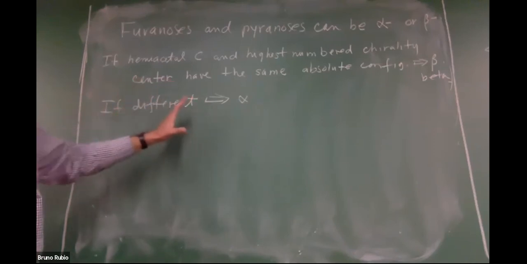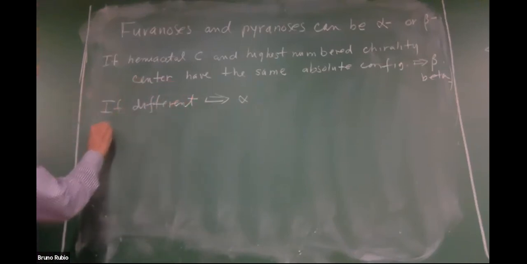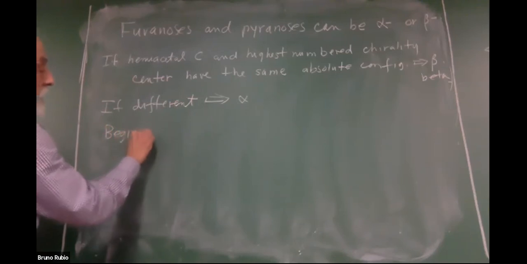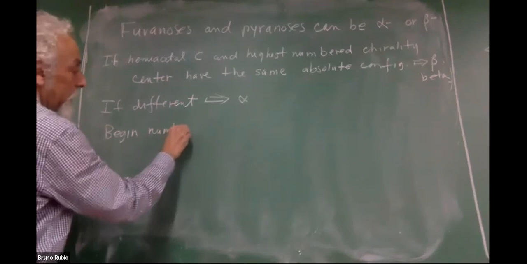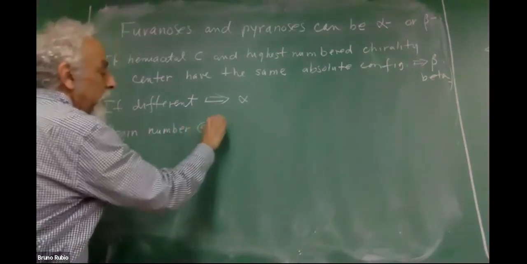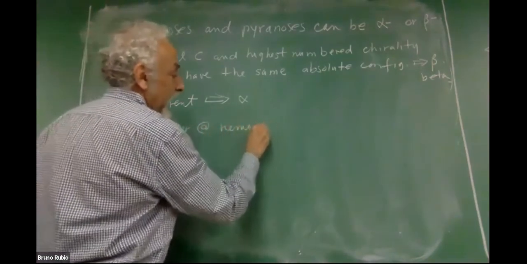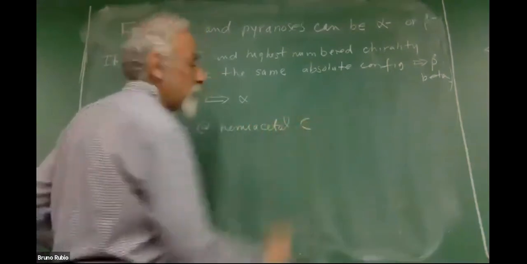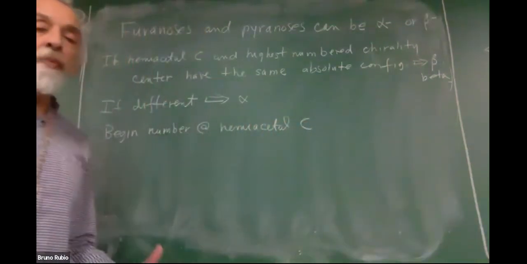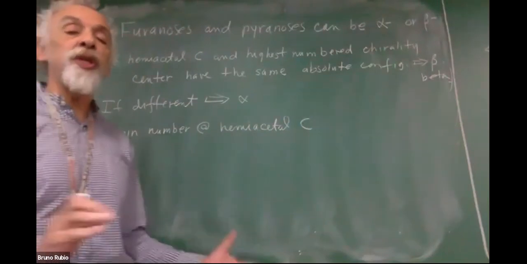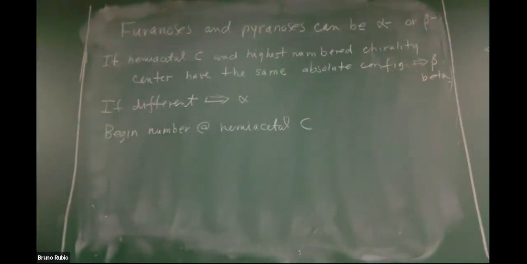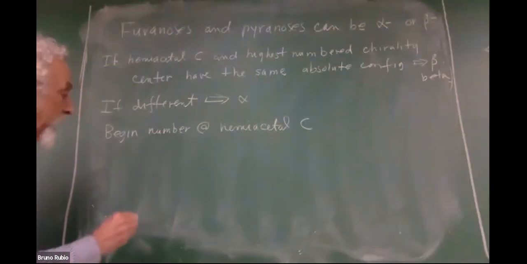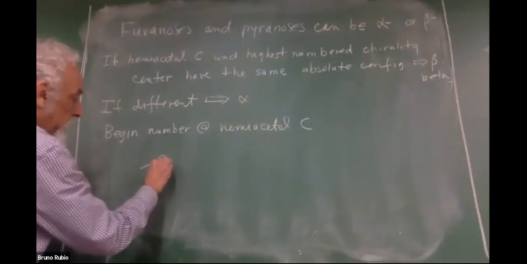First of all, the numbering. Begin numbering at the hemiacetal carbon. And remember, you're numbering carbon atoms. You're not numbering anything else. You're numbering carbon atoms. So before we do a concrete example, let's just look at the correct and incorrect number.